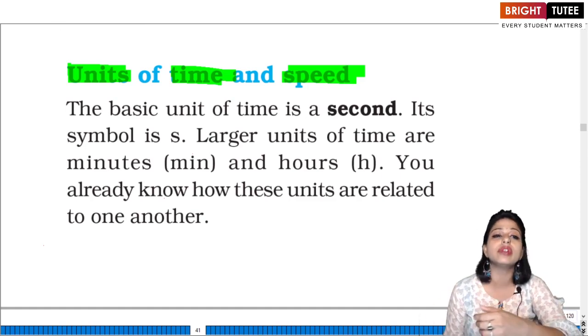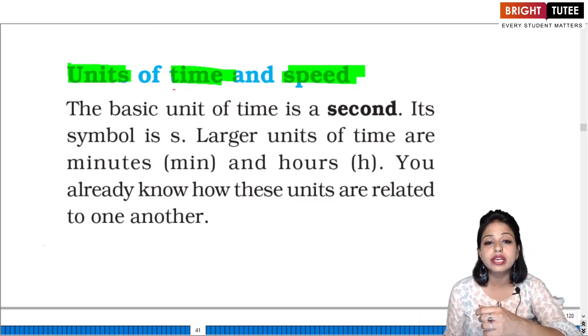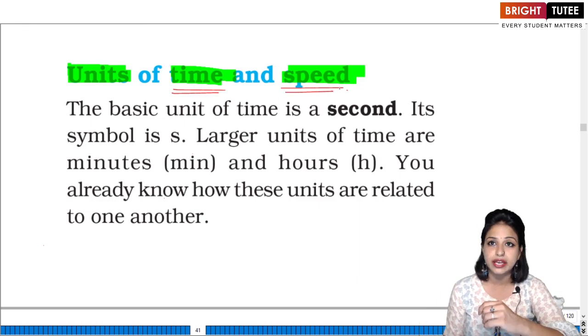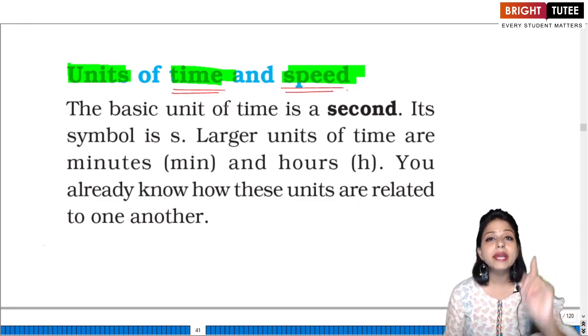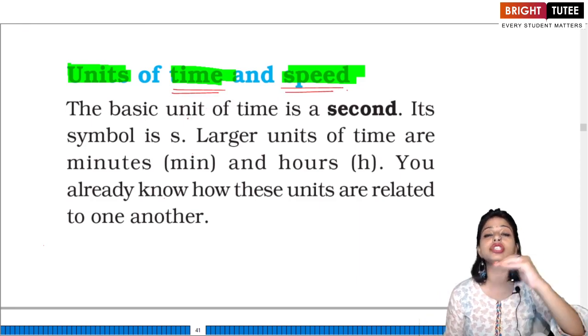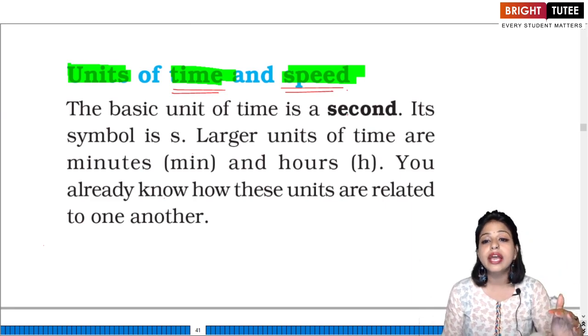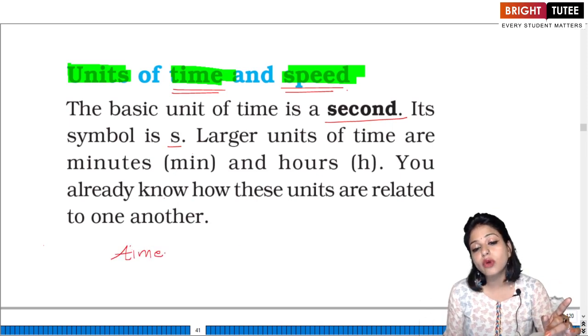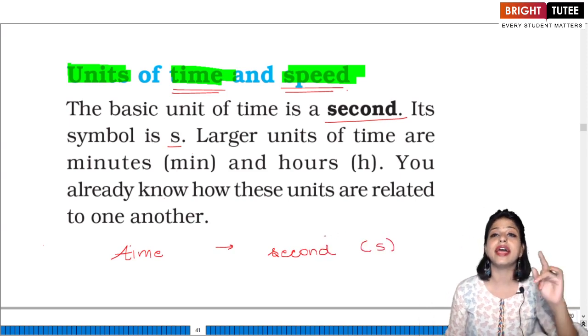And here we are going to refer to two units. One is of time and the other is of speed. So let us begin with this. The basic unit of time. The unit which we refer to as the basic unit is called a second. Its symbol is given as s. So the unit of time is the second and we write it as a single letter s.